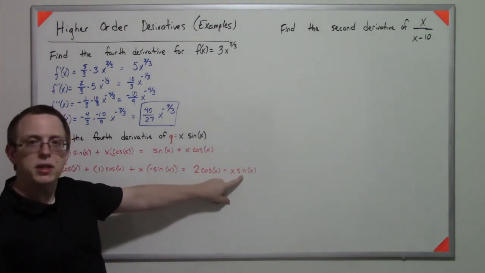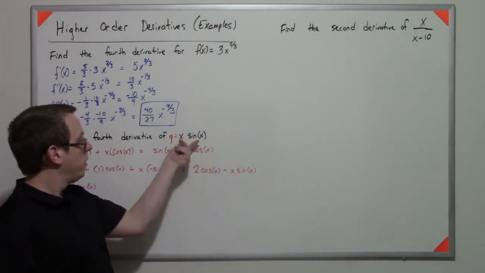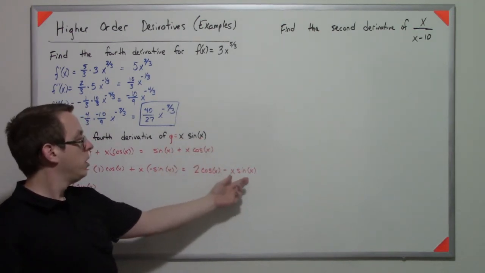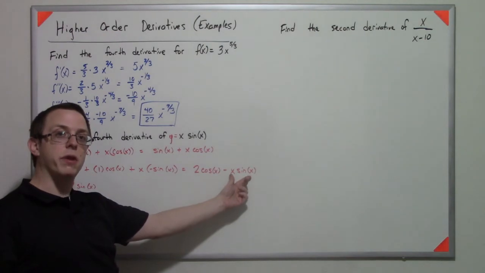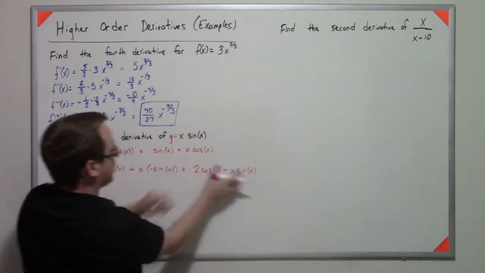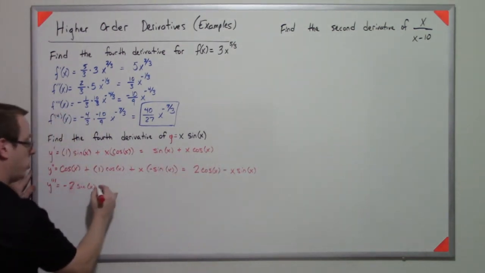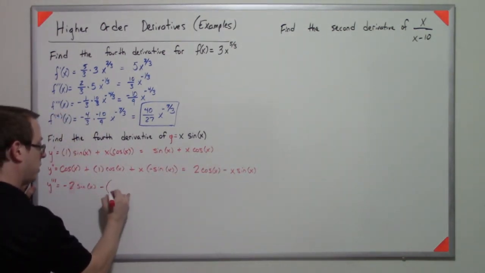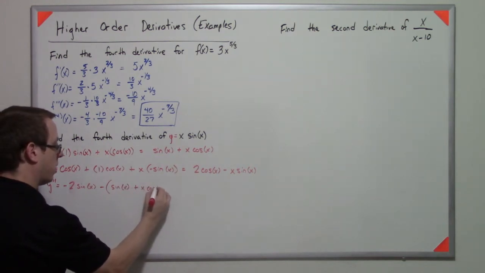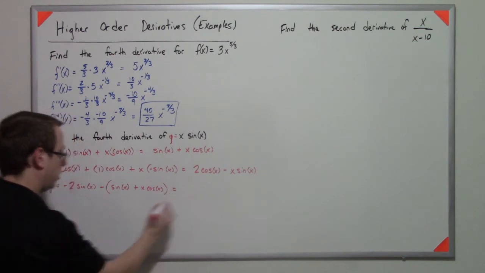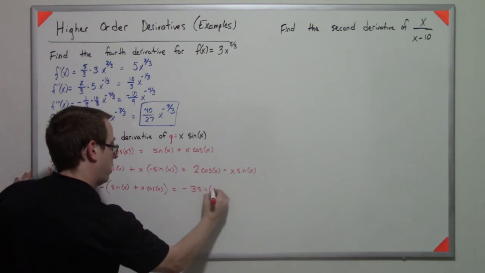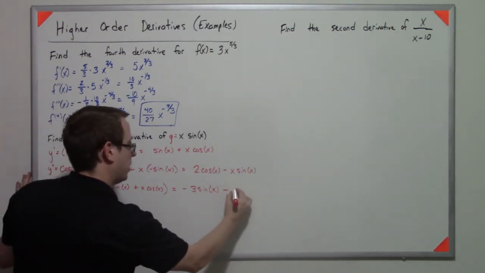But we have this negative x sine x. Now what's interesting is that's our original function, right? Except there's a negative in front. So we don't have to take this derivative. We could do it, but we already know what the derivative of just this piece is. It's this. So we can just say minus sine of x plus x cosine of x. So that leaves us with -3 sine of x minus x cosine of x.